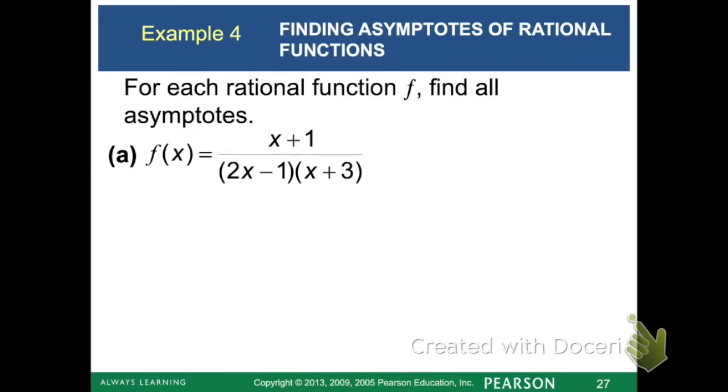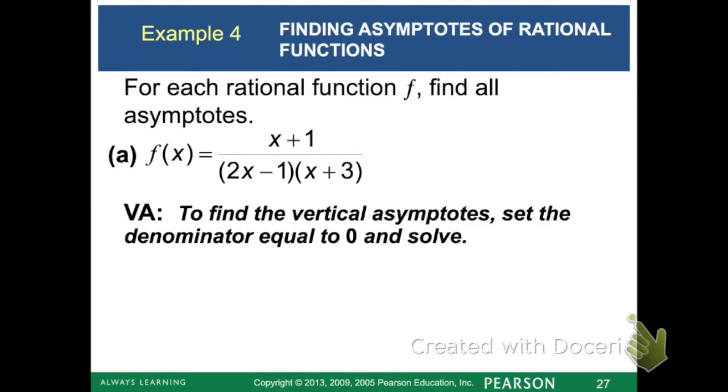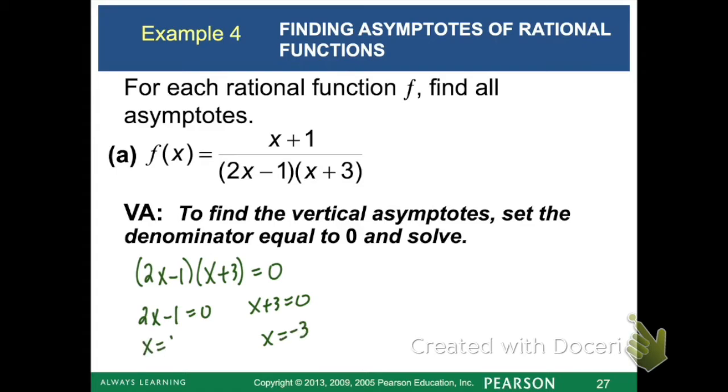Example 4. For each rational function, find all asymptotes. We're going to start by finding our vertical asymptote, and to do so, we're going to set our denominator equal to 0 and solve. Our denominator here has already been factored for us, so it's just going to be a matter of using the zero product property. Since two things being multiplied equals 0, I know I can set each of those pieces equal to 0 and solve. So this graph has two vertical asymptotes, one at x equals 1/2 and one at x equals -3.